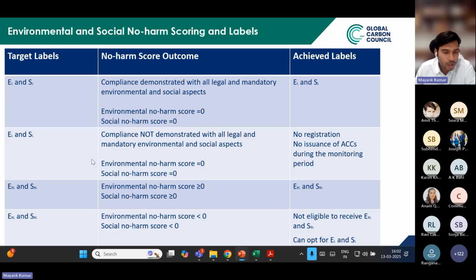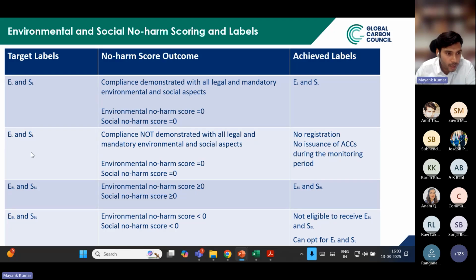So let's say as a project owner, you design the project activity and target EL and SL label, which means you only want to comply with the legal and mandatory environmental and social rights. So which means that for each and every negative environmental and social aspect, you would do the assessment, and you should arrive at a score of 0, because in legal you're not getting +1. So ideally, if you sum up all the scores, you get the final score as 0, then you can achieve EL and SL label. Okay, ex post, provided you are monitoring, and this also happens during the verification as well.